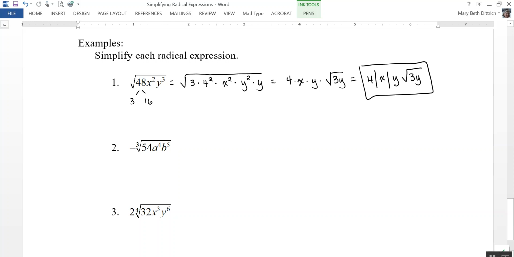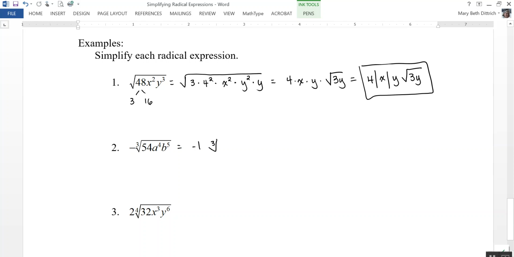Number 2 is negative cube root of 54, a to the 4th, b to the 5th. So I want you to think of this negative as kind of like a negative 1 that's going to get multiplied by my final answer. So that's just going to hang out there, out front.